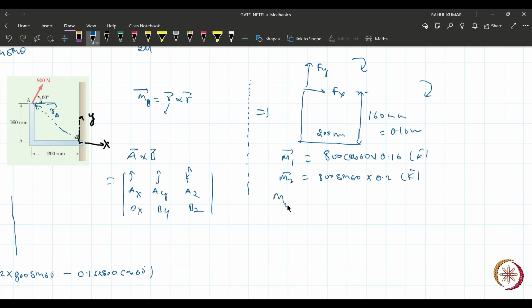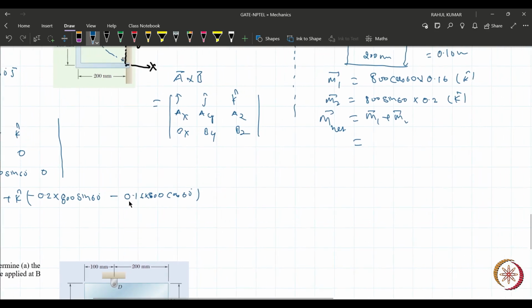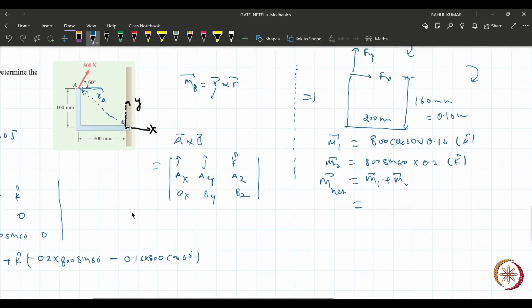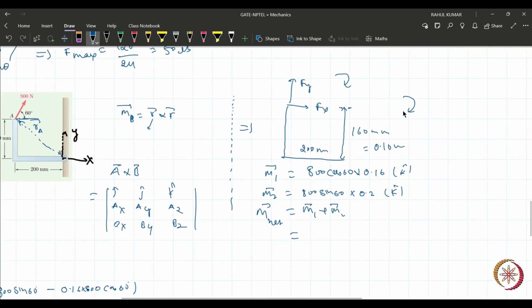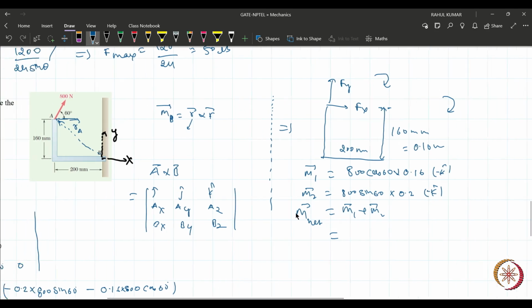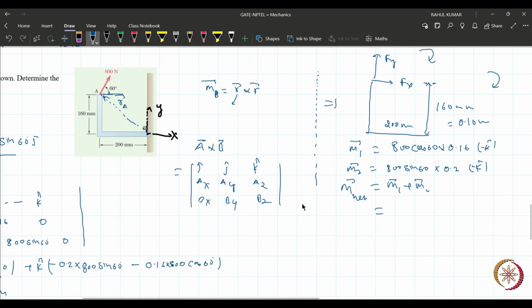Now add this. M net equals what? M1 plus M2. You will get the same result. See, you will get the same result. But the problem is you are getting a negative sign here, and now you are getting a positive sign. So the sign is not so important here because you know the sense of rotation is the same. You can assume this as minus k. So we'll get the negative answer. Any doubt, sir? No. Yes, sir. Clear, sir.